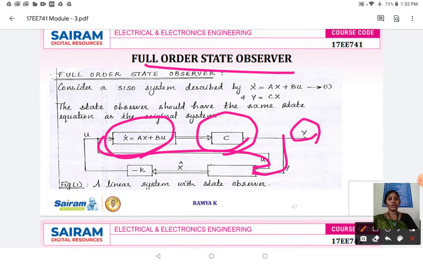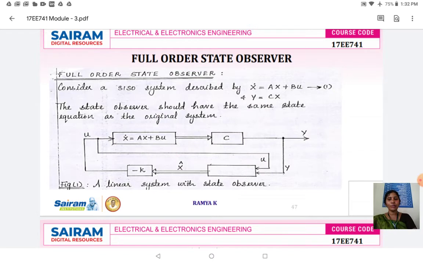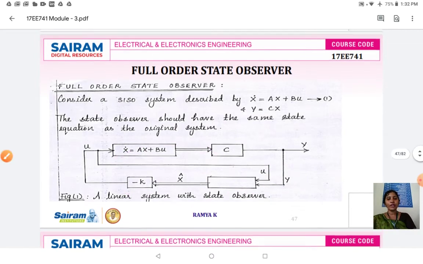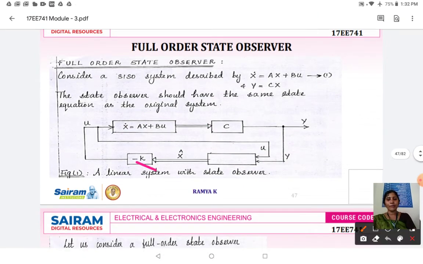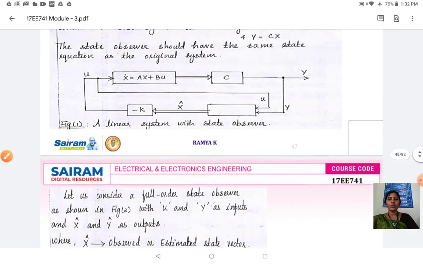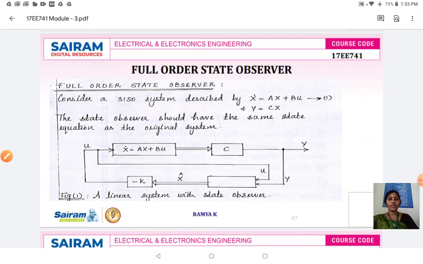Here both your input u as well as your output y will drive the complete system with a feedback gain minus k. So here you are going to use a feedback, and this feedback along with your input and output will drive the complete system. The state observer should have the same state equation as that of your original system. So this is the basics of the full order state observer.